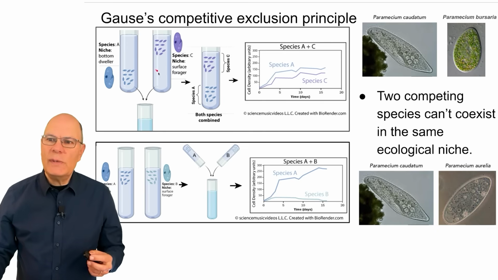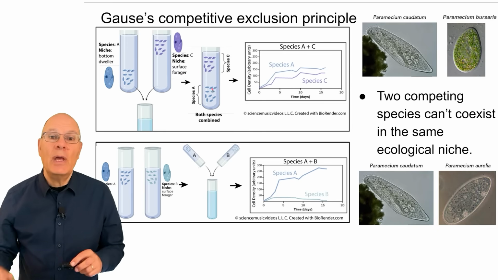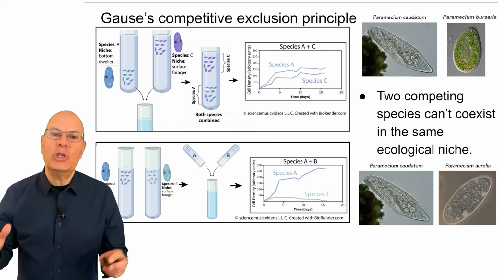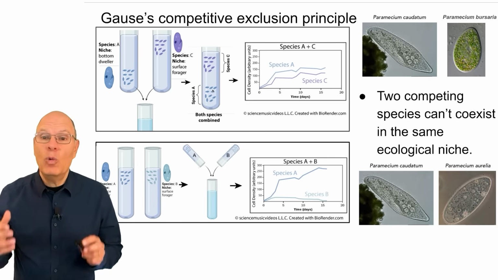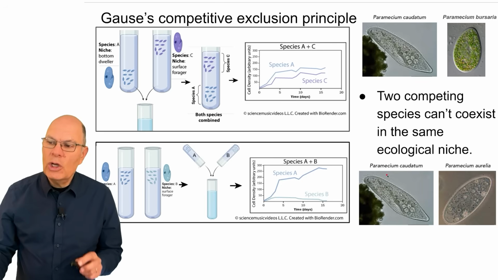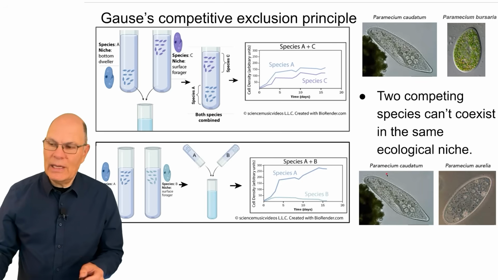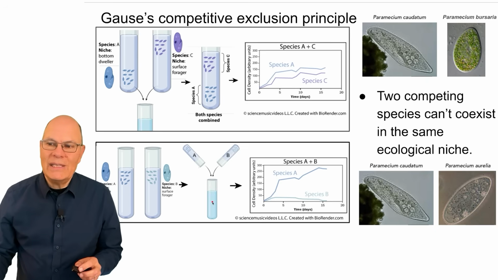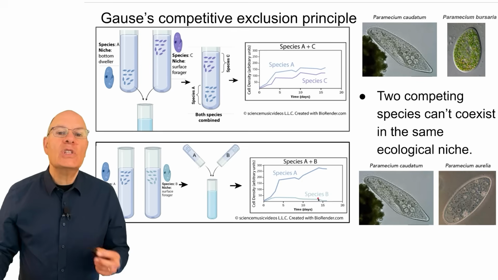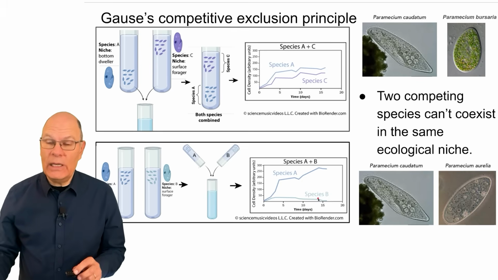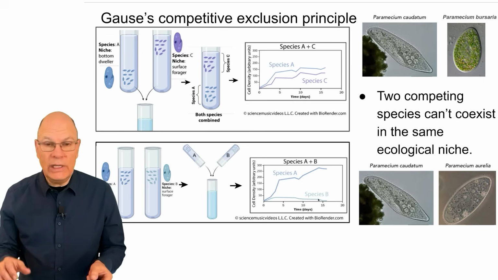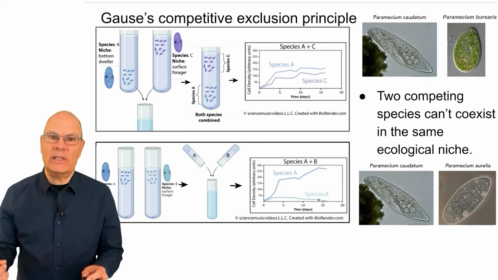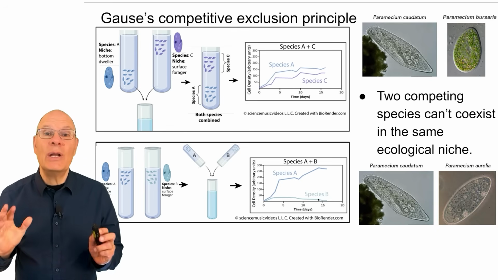When these two species were combined in the same test tube, they were able to coexist just fine. Why? Because their ecological niches, their ways of making a living, were different. But when Gauss took two species that had the same ecological niche, both of them were surface foragers, and he combined them in the same test tube, what he found was that species A outcompeted species B, which became extinct. What do we see? We see two species in the same ecological niche can't coexist. That's Gauss's competitive exclusion principle.